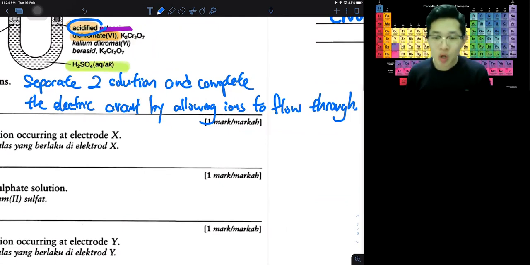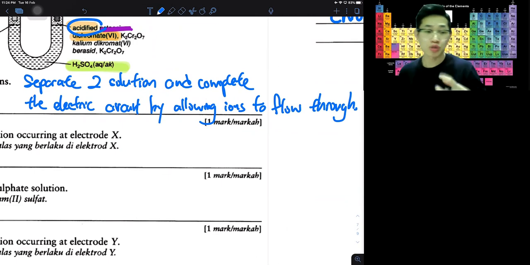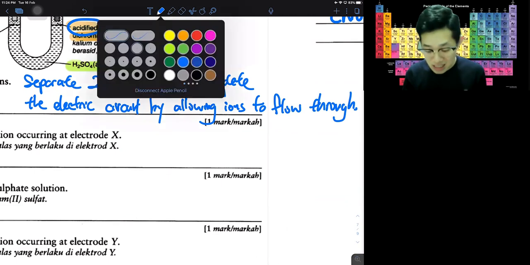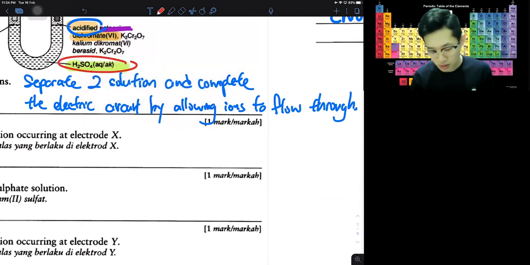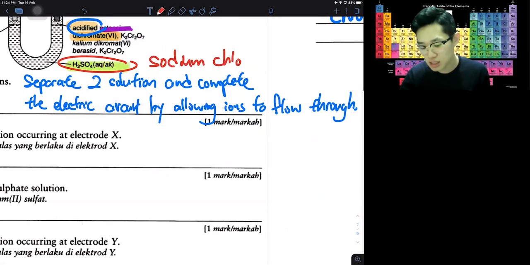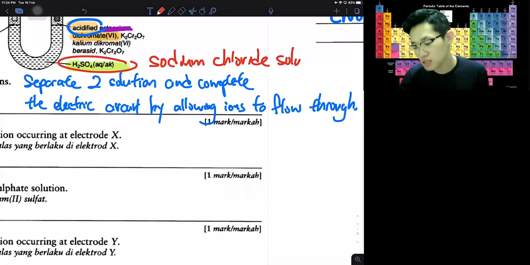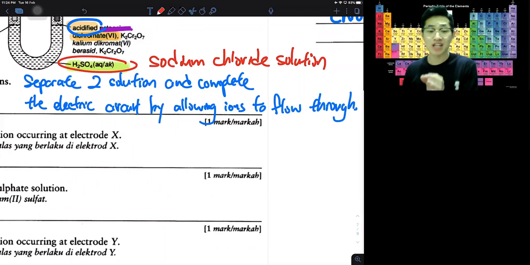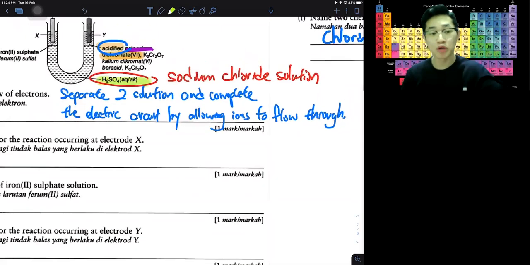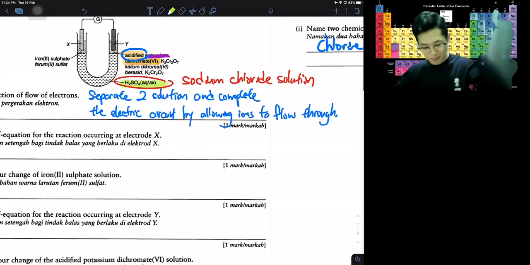If they ask you, what is the substance that can be used to replace sulfuric acid here? It can be your sodium chloride solution, your favorite. Because this H2SO4 actually functions like a salt bridge. So we can use salt solution: sodium chloride, sodium nitrate, potassium chloride, potassium nitrate. Just like that. So these are the things they can ask you about U-tube as well. Okay, next.